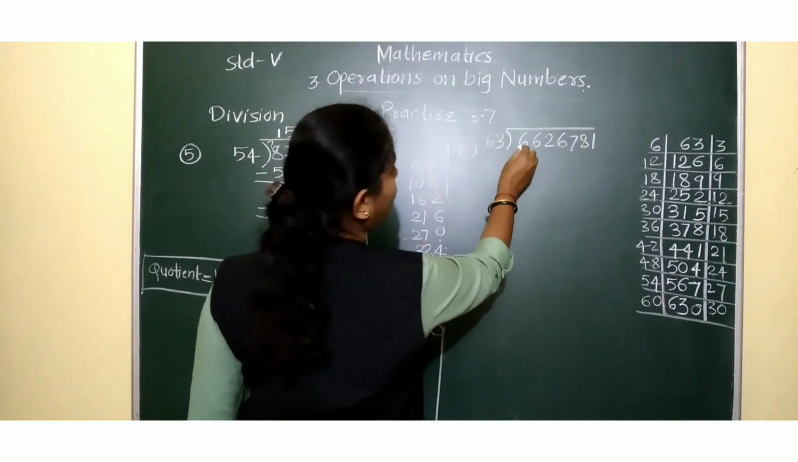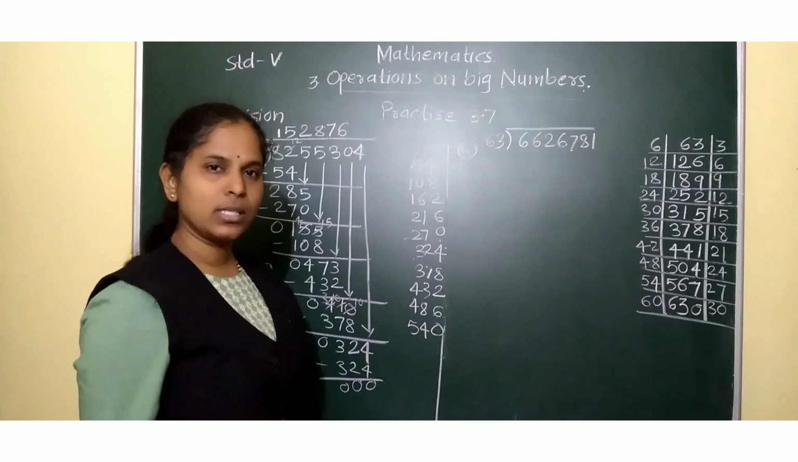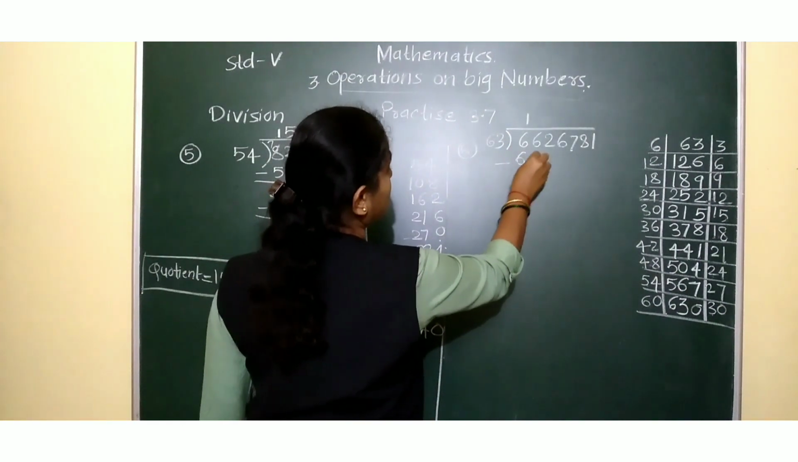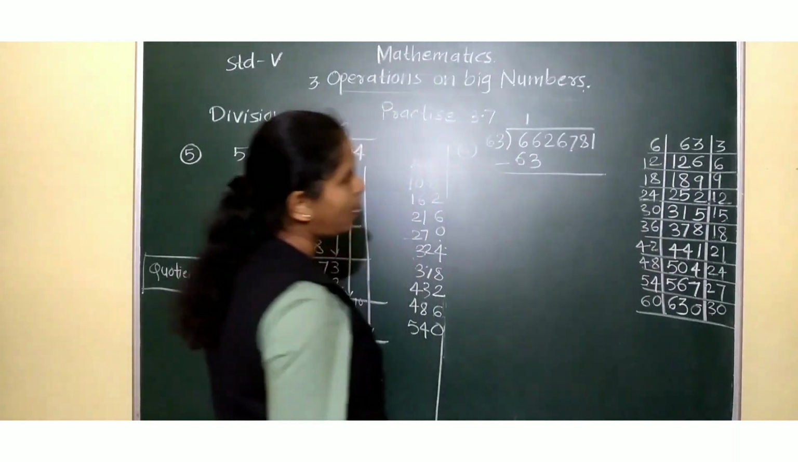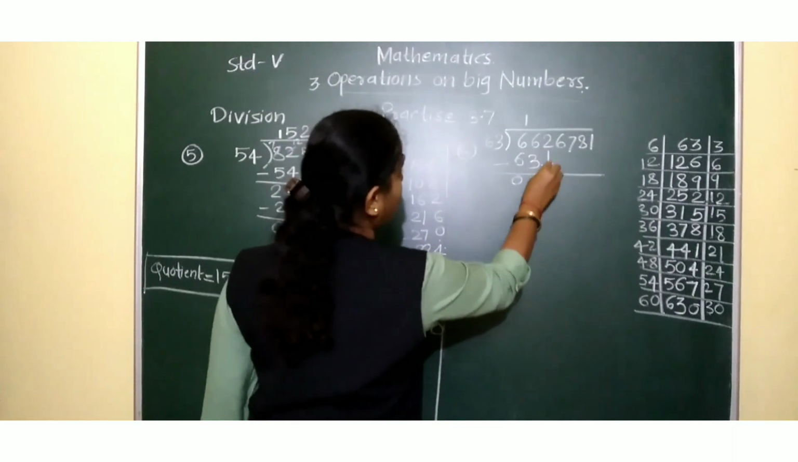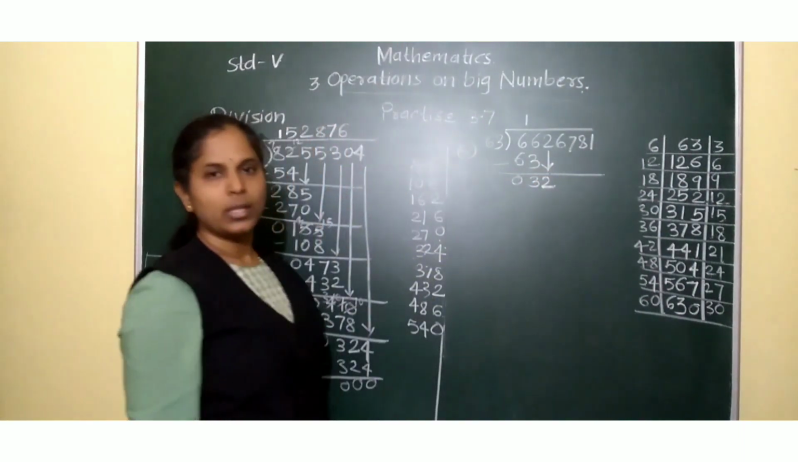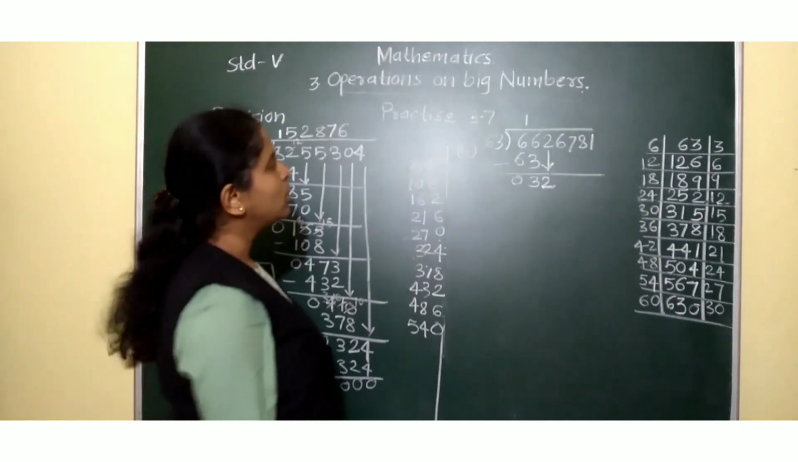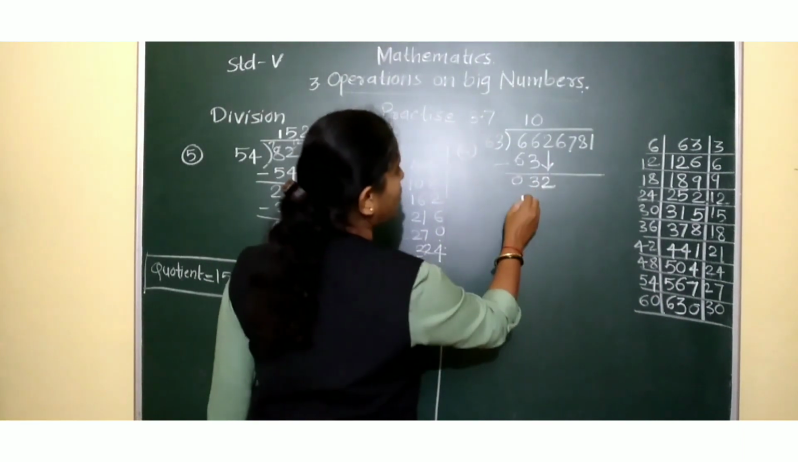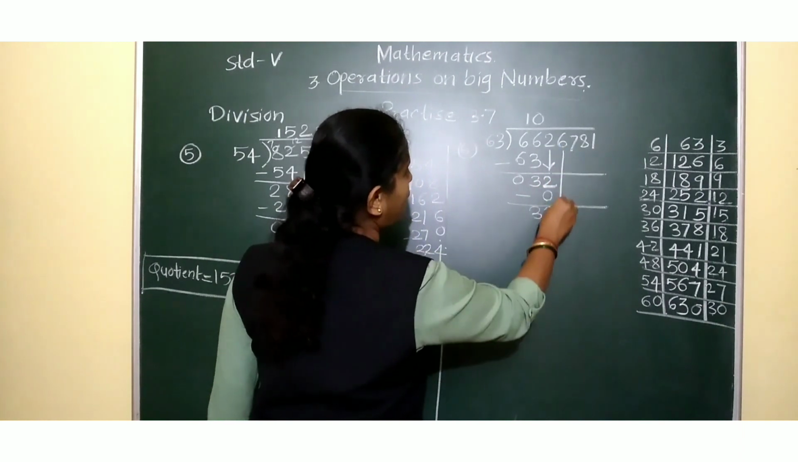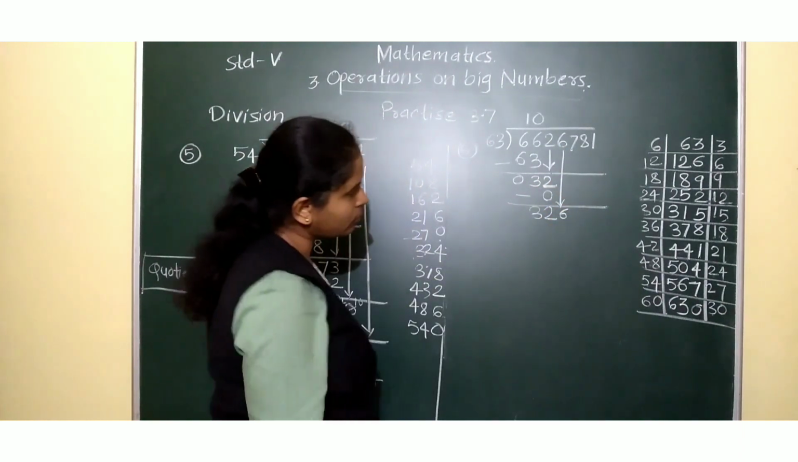Correct? So here first 2-digit number is 66. Which number is closer to 66? The number itself, 63. 1s are 63. So 6 minus 3, 3, 0. Take down 2. 32 it became. But 32 is smaller than 63. So divide it by 0. Again 32. Now take this 6 down.